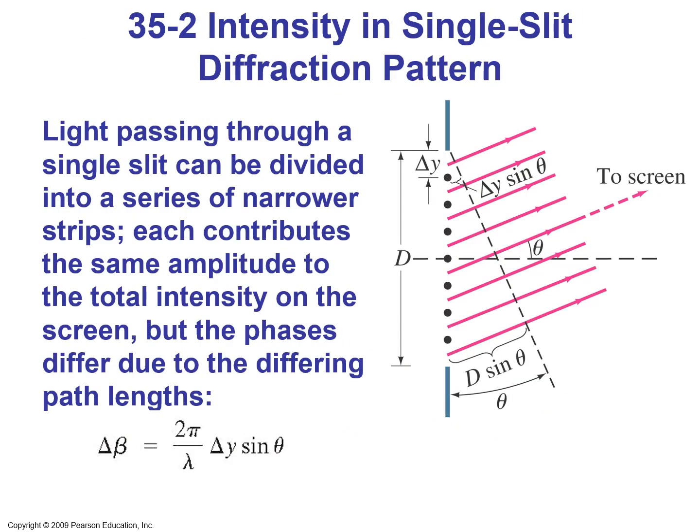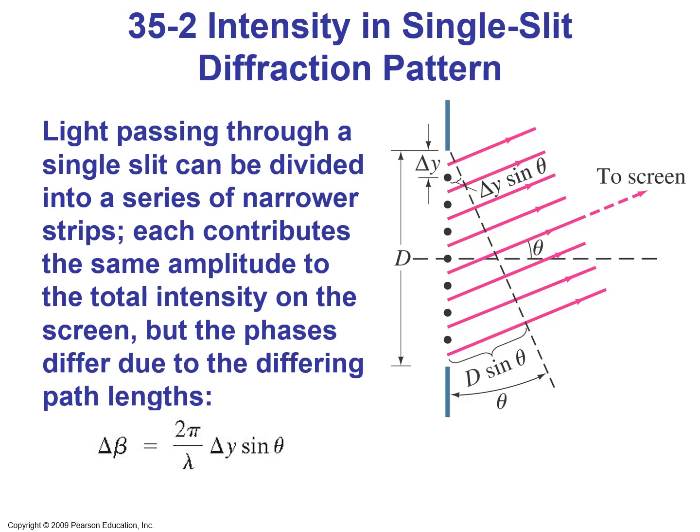Section 2. Intensity in single slit diffraction pattern. Light passing through a single slit can be divided into a series of narrower strips. Each contributes the same amplitude to the total intensity on the screen, but the phases differ due to the differing path lengths. So delta beta, the phase difference, is equal to 2 pi over lambda times delta y times sine theta.